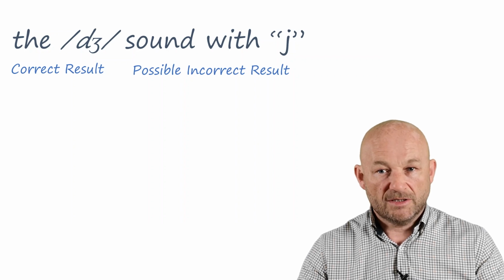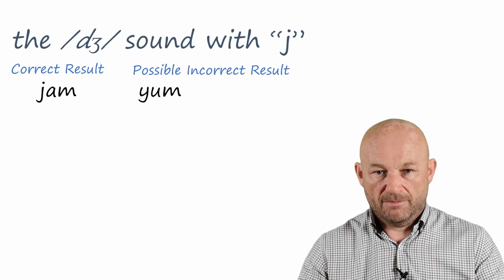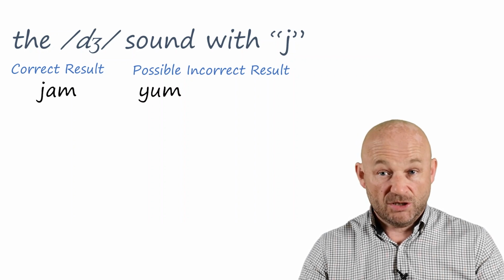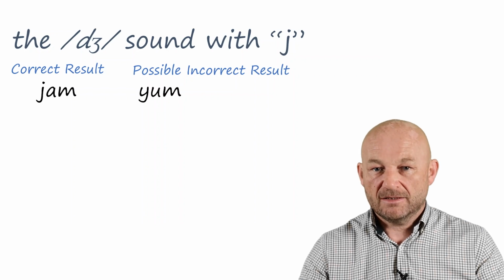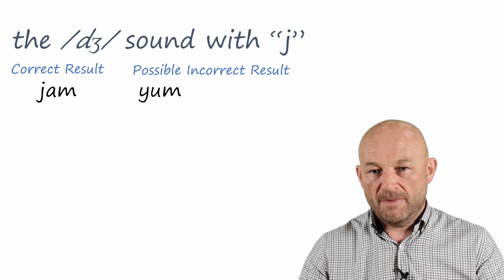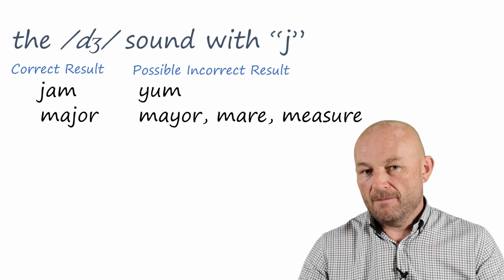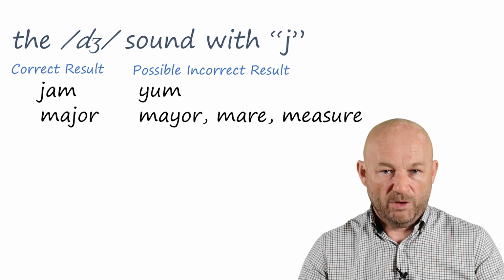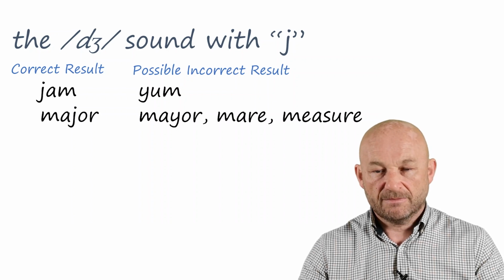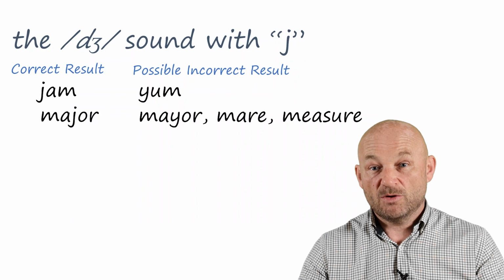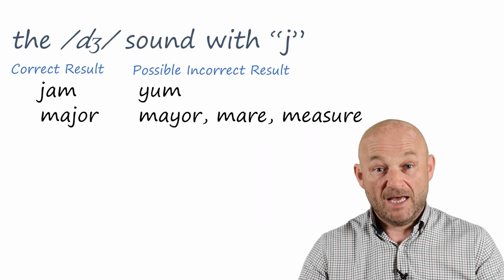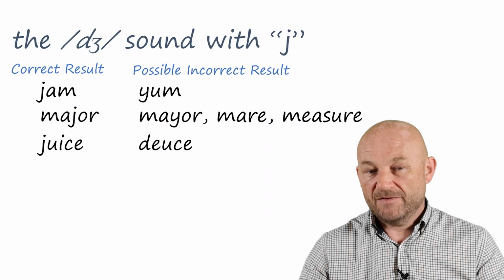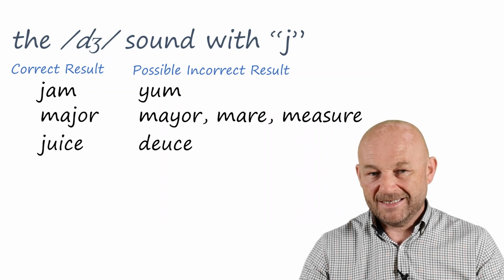So let's have a look at these words. Jam. If you get a word beginning with Y, then you are just making the Spanish Y sound. Major. If you get mayor, then you are having the same problem with the Y sound. If you get measure, then you are pronouncing the J sound, as in Kaija. Juice may have given you deuce. It's a different sound.